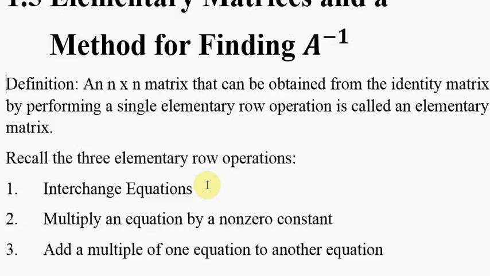So if you take the identity matrix, that's the matrix that has ones along the main diagonal and zeros everywhere else, and if you perform only one elementary row operation on the identity matrix, we call that matrix an elementary matrix. Makes sense, right? An elementary matrix comes from basically the identity where you perform only one elementary row operation. So it's a very simple matrix.